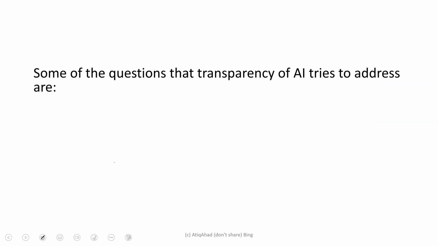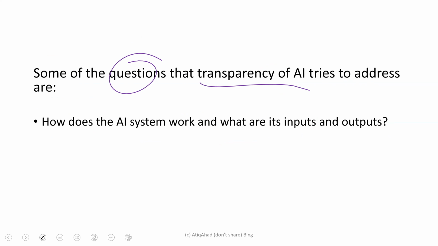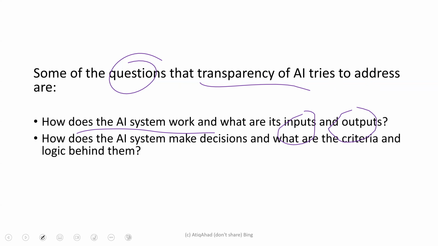So what are the questions related to transparency of AI? How does the AI system work and what are the inputs and outputs? How does the AI system, and there can be many, many different AI systems, no single AI, right, make its own decisions, and what are the criteria and logic behind them?